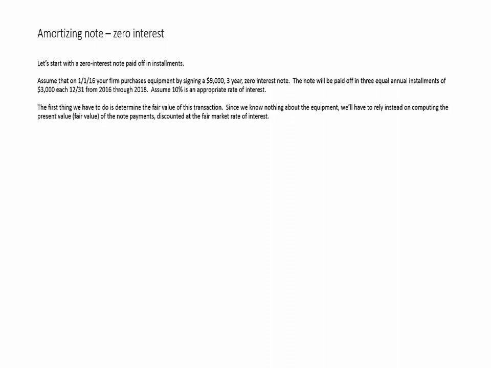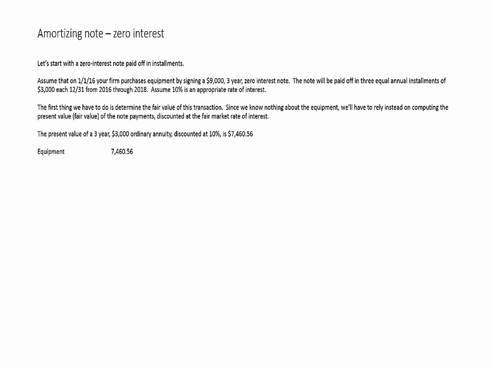The first thing we have to do is determine the fair value of this transaction. Since we know nothing about the equipment, we'll have to rely instead on computing the present value, or fair value, of the note payments discounted at the fair market rate of interest. So the present value of those three $3,000 payments discounted at the market rate of interest is $7,460.56.